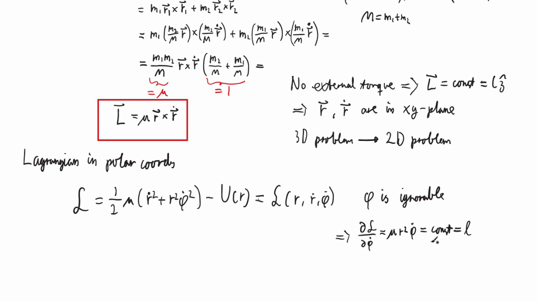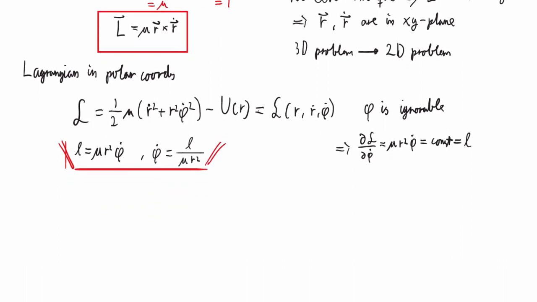Also, for substitution purposes, we're going to rewrite this in terms of phi dot. So just to be a little clearer, I'm going to write it right here. Okay. So this takes care of the motion in the phi direction. And again, because phi is ignorable, that just means that the angular momentum is conserved. But we still have to write down the Lagrange equation in the r direction.